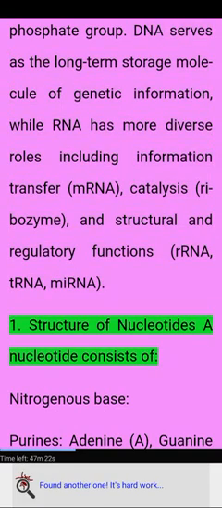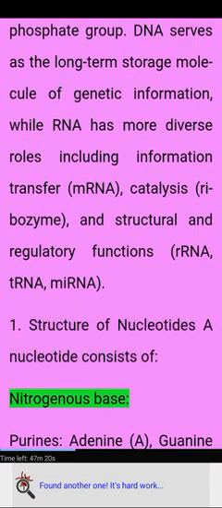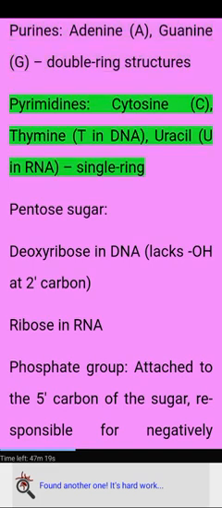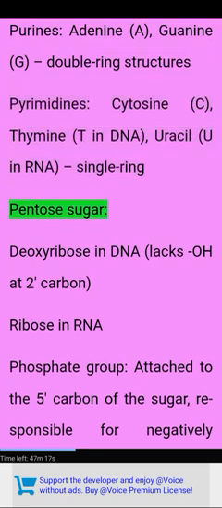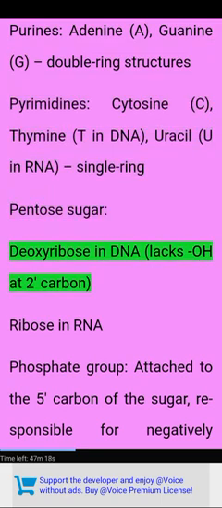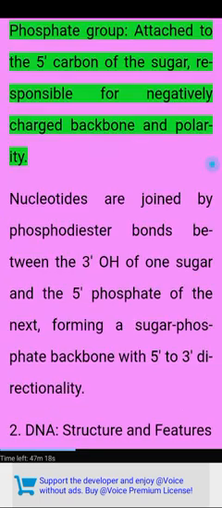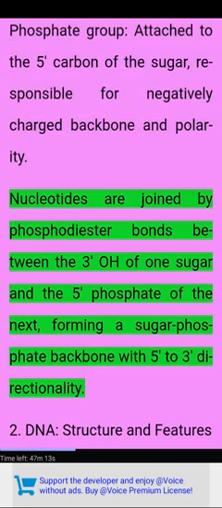1. Structure of nucleotides. A nucleotide consists of a nitrogenous base: purines, adenine A, guanine G, double ring structures; pyrimidines, cytosine C, thymine T in DNA, uracil U in RNA, single ring. Pentose sugar: deoxyribose in DNA, lacking the OH at the 2' carbon, ribose in RNA. Phosphate group, attached to the 5' carbon of the sugar, responsible for negatively charged backbone and polarity.